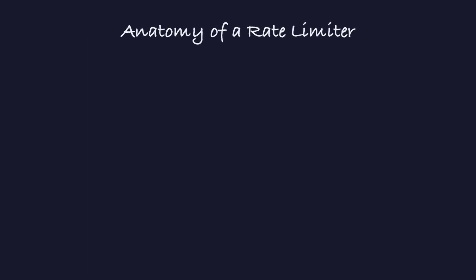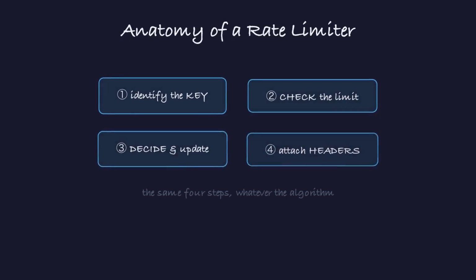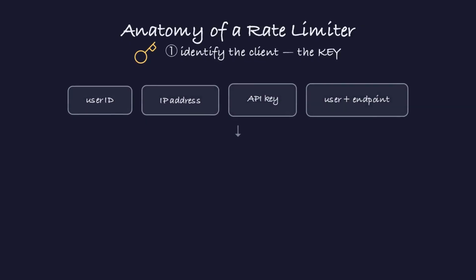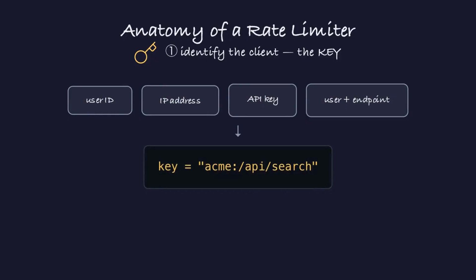Before the algorithms, let's see what every rate limiter actually does. It's 4 steps, and they're the same regardless of algorithm. Step 1. Identify the client, the key. The limiter extracts a key from the request: the user ID, the IP address, the API key, or a combination like user plus endpoint.